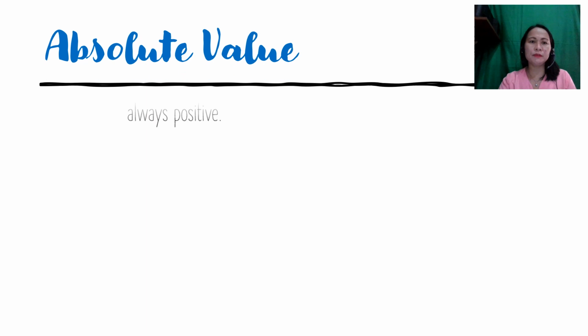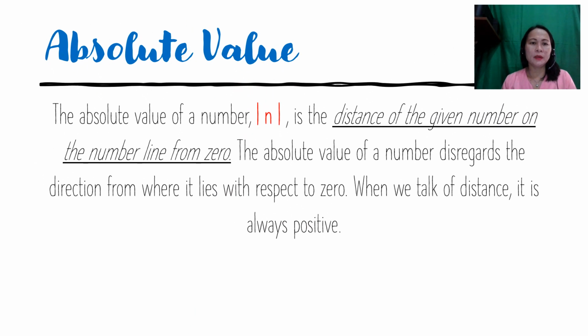Let's define first what is absolute value. An absolute value of a number is the distance from the given number on the number line from 0. The absolute value of a number disregards the direction from where it lies with respect to 0. And when we talk about distance, it is always positive.